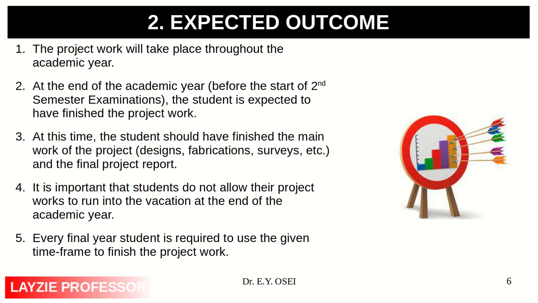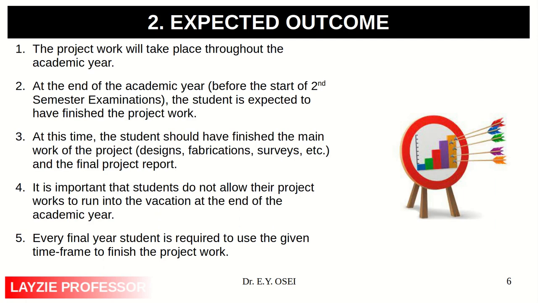And at this particular time, you should have actually finished what you're doing, whether you're doing a design or fabrication or whatever it is. The item that you're fabricating, you should have finished that particular item. And then you should have also finished typing or writing out your final project report. These are the 2 main things, or the 2 main deliverables, which you should have finished by the end of the academic year. And it is important that as a student or as a group, you do not allow your project work to run into the vacation at the end of the academic year. Because if your work runs into the vacation at the end of the academic year, that would actually give more frustrations to you.